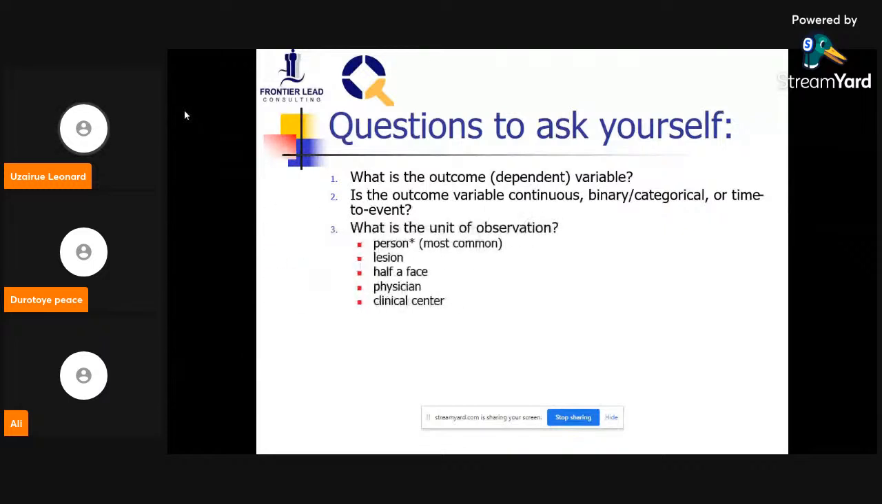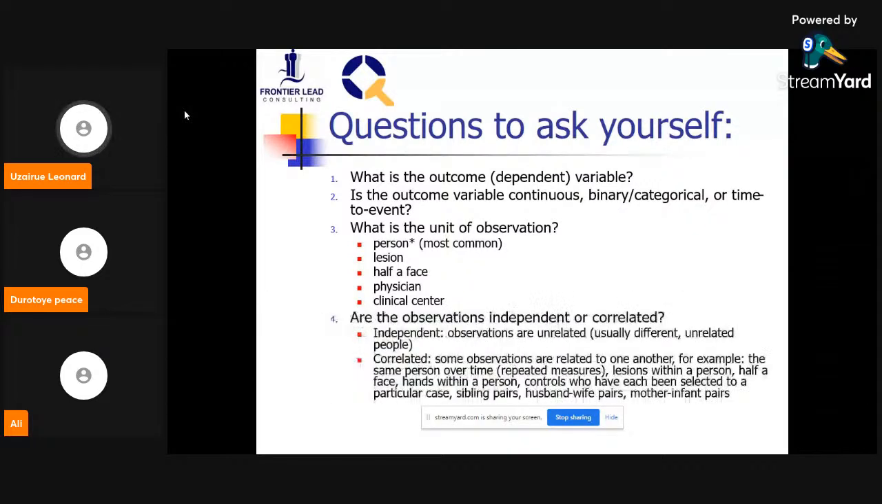So that is the next thing. Now, the next question that you ask yourself is, what is the unit of observation? What are you using to observe? Is it a person-to-person kind of determination? Is it half a phase? We are talking about how you actually determine this, what did you use to measure this observation? Was it a physician that determined it, and all the other outcomes?